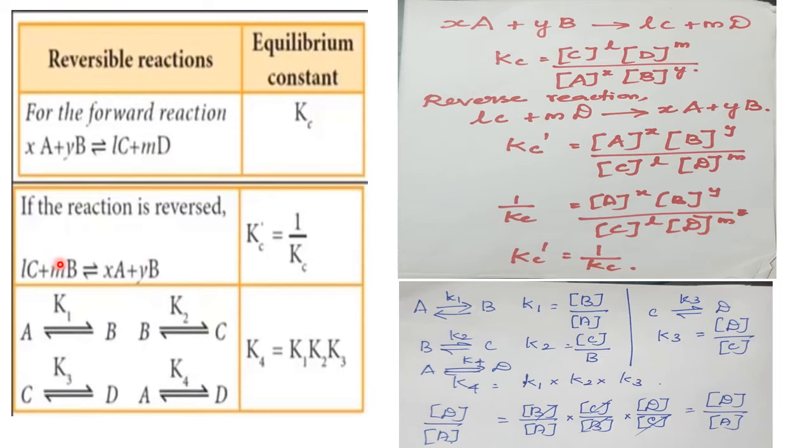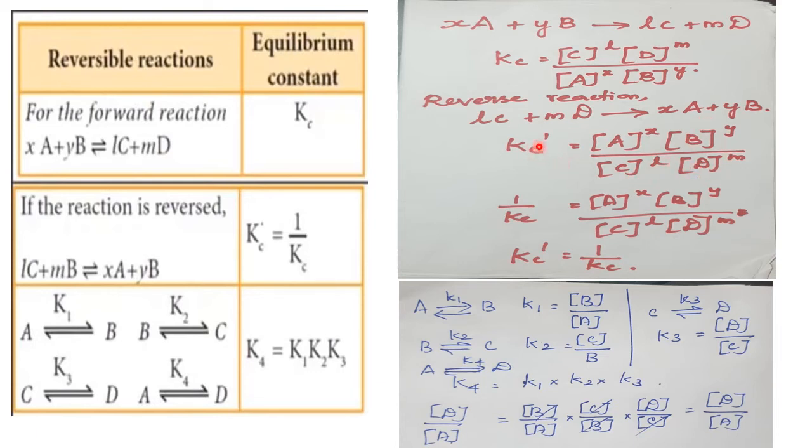So what was in the products becomes reactants. In the reverse reaction we take the reactants of the forward reaction as products. Okay, so these are the reactants and A and B are the products. So when the reaction is reversed, what is Kc dash? Here we represented Kc. So Kc dash is equal to, what are the products here? A and B. So A power x into B power y divided by C power l into D power m.